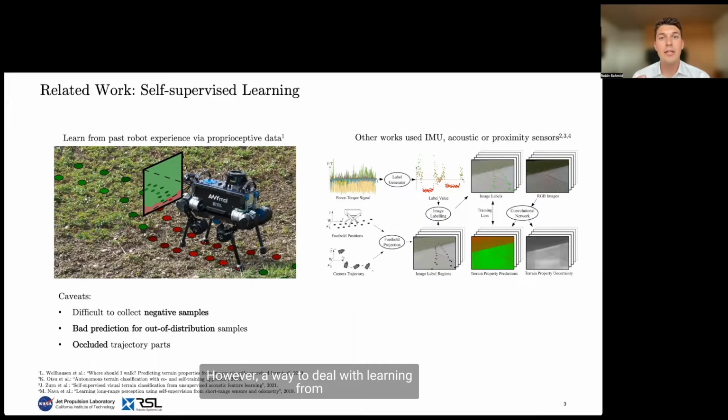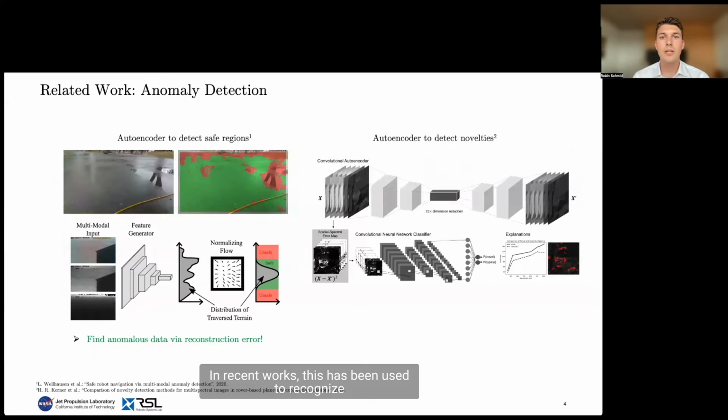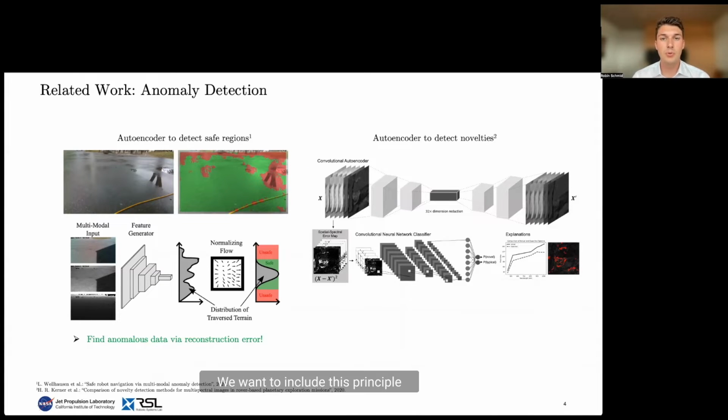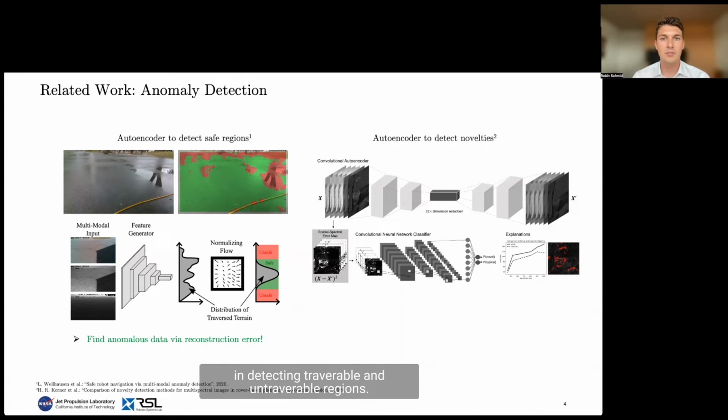However, a way to deal with learning from just positive samples are anomaly detection algorithms. In recent works, this has been used to recognize regions the model has never seen during training or marks them via the reconstruction error as novelties. We want to include this principle in detecting traversable and untraversable regions. Since we're operating on unstructured terrain, we also need to handle occluded trajectory parts.